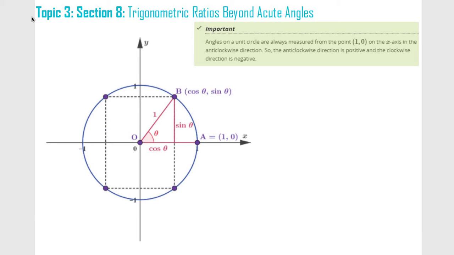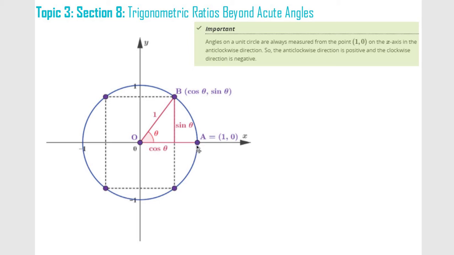Hello. Today we're going to talk about Topic 3, Section 8, trig ratios beyond acute angles. Usually we talk about our angles between 0 and 90 degrees, or pi over 2 radians. That's usually our reference, right?